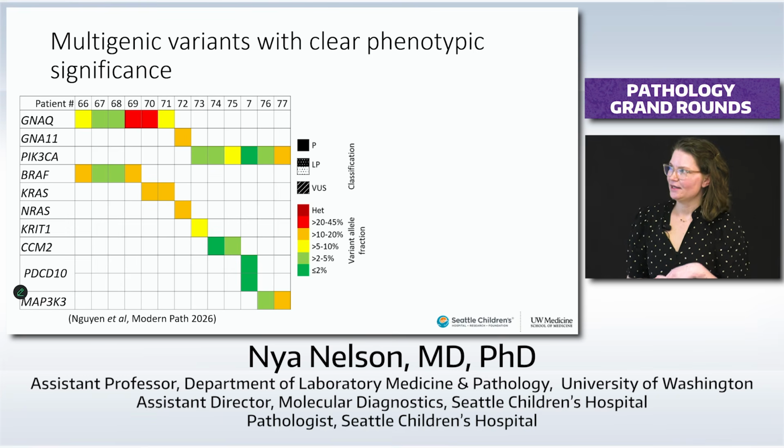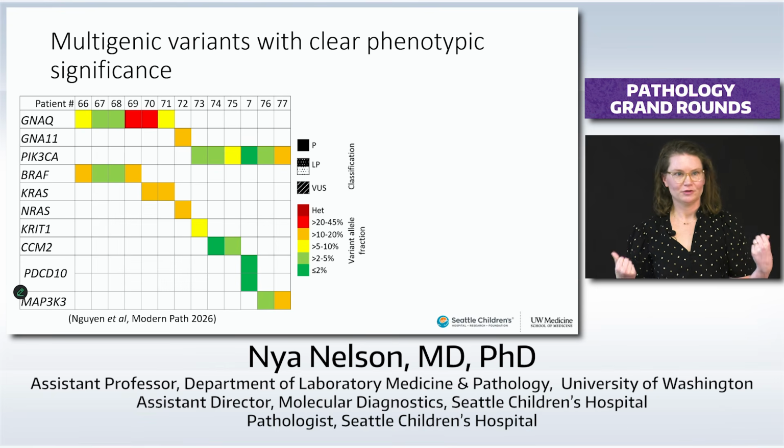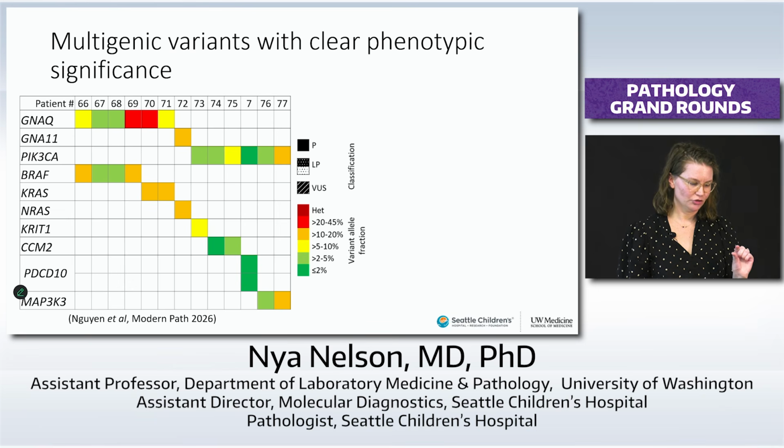And so shown here is a heat map of the different variants that we saw in individuals that had multigenic variants with a clear phenotypic significance. Each column here indicates a different patient, and each row is a gene. The colors correspond to variant allele fraction, with dark green being a variant allele fraction below 2%, and dark red being heterozygous variants. So for example, individual 66 here has a GNAQ variant with a variant allele fraction between 5 and 10%, as well as a BRAF variant with a variant allele fraction between 10 and 20%. And there are 2 subgroups here.